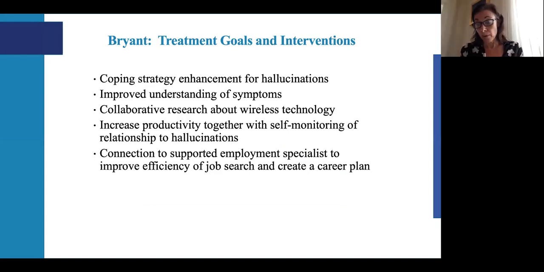So, not surprisingly, what did we do? Well, we worked on better strategies for dealing with the hallucinatory experiences and the somatic experiences, understanding more about his symptoms. We actually did some collaborative research around wireless technology. This also kind of relates to what Jen was saying before.